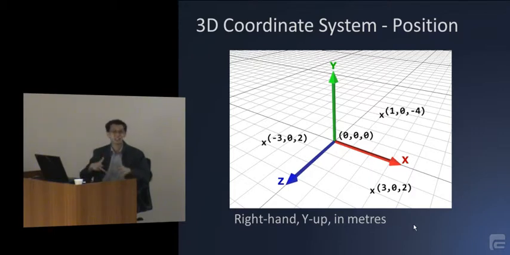If any of you use 3D Studio Max, they actually use a system where it's Z up. But we'll be sticking with this right-hand Y up. And the units are all in meters. Every time you see a number denoting distance, it's always in meters.